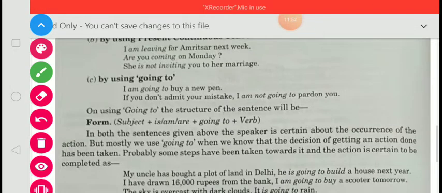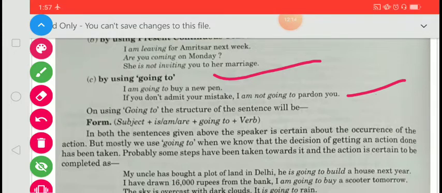We can also express future time by using going to. For example, I am going to buy a new pen. If you don't admit your mistake, I am not going to pardon you. So in these sentences you can see that by using going to, we can also express the future time. There are so many ways of expressing the future action, the future time.